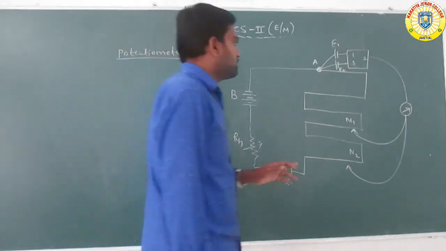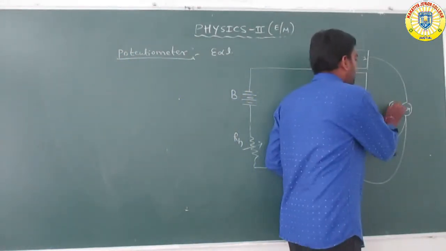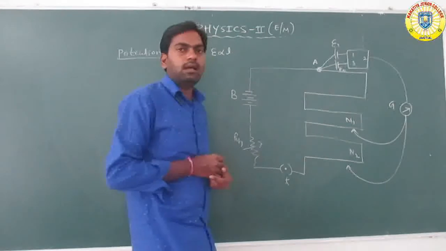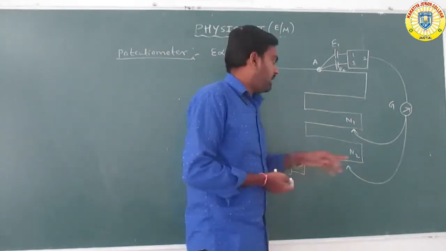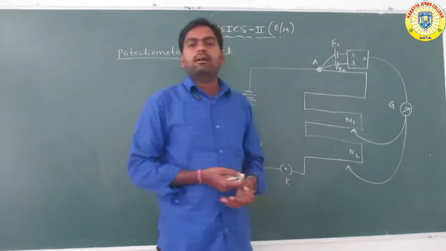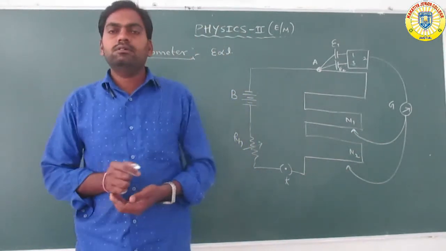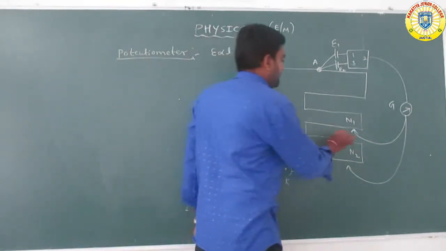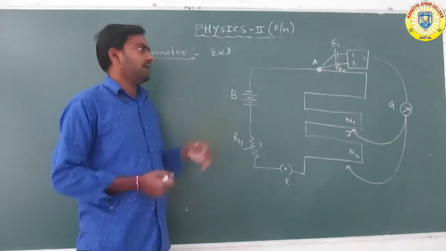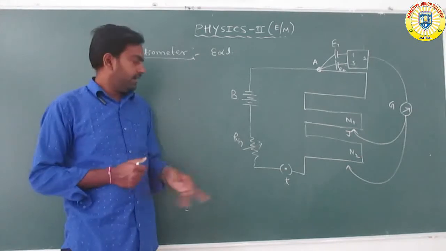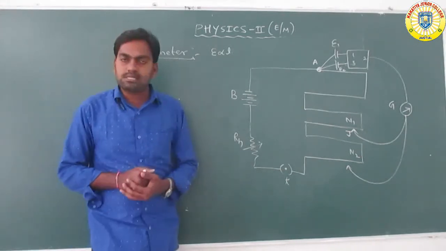Two-way key. So this is called a galvanometer. Okay, galvanometer. And here, attached through a wire, is a jockey. The jockey is connected through a wire. And this is called a battery. And this is called a rheostat.